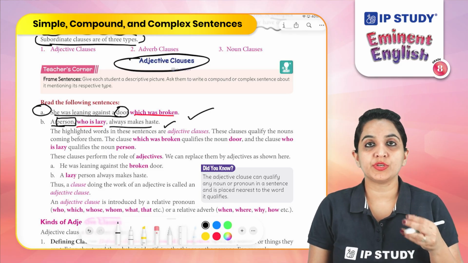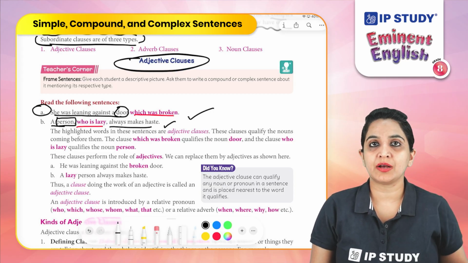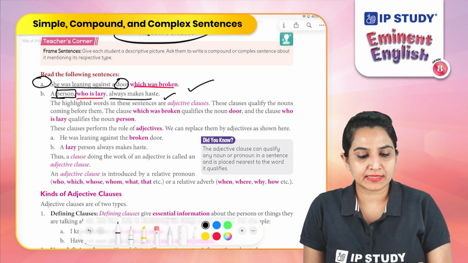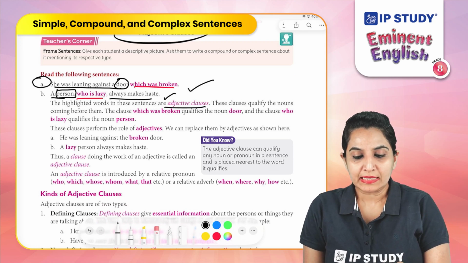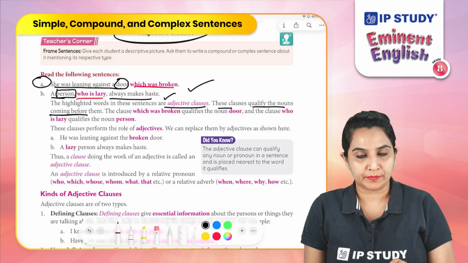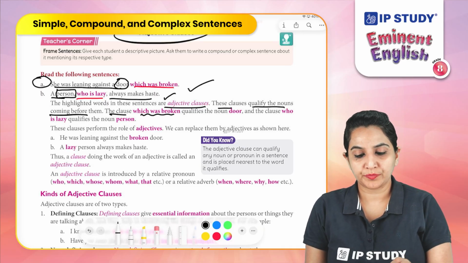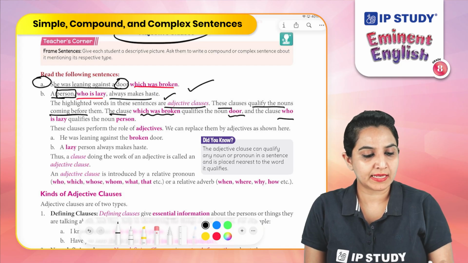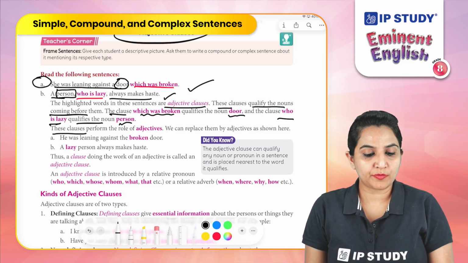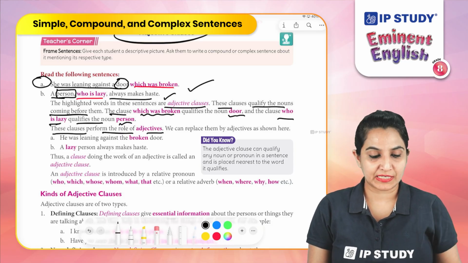The clauses which qualify the nouns, that means which add more to the nouns in the sentence. The highlighted words in these sentences are adjective clauses. These clauses qualify the noun before them. The clause "which was broken" qualifies the noun door, and the clause "who is lazy" qualifies the noun person. These clauses perform the role of adjectives because we can replace them with adjectives.